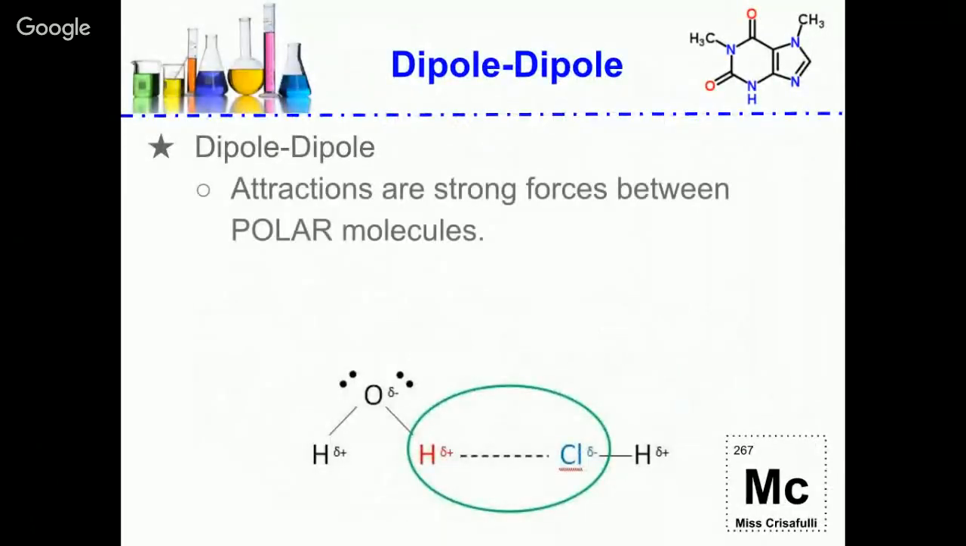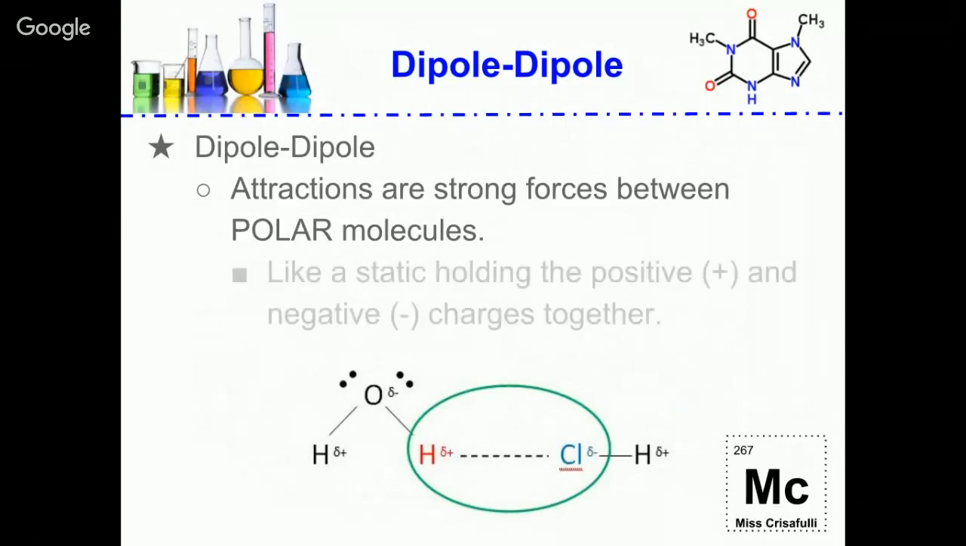Dipole-dipole forces are strong attractions between polar molecules. They are like a static holding the positive and negative charges together. When you look down here at the bottom, you have two polar molecules, water on the left and hydrogen chloride, or hydrochloric acid, on the right. And that dipole-dipole is going to occur between the positive hydrogen in the water and the negative chlorine in the hydrochloric acid.